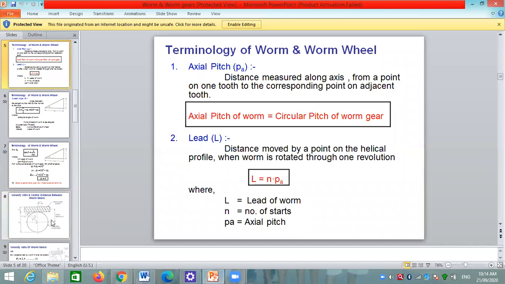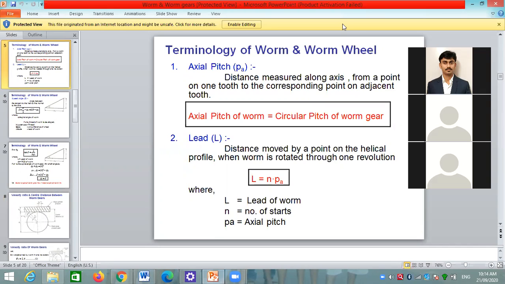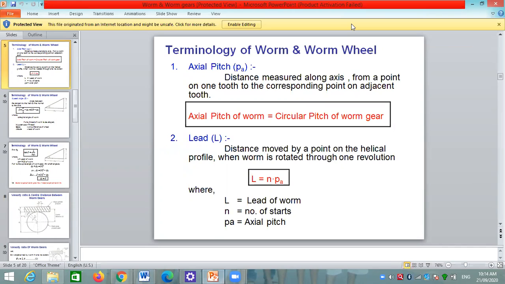The first one is axial pitch: the distance measured along the axis from a point on one tooth to the corresponding point on the adjacent tooth. Axial pitch is denoted by PA, and axial pitch is equal to the circular pitch for the worm gear. Axial pitch, it is denoted by PA.